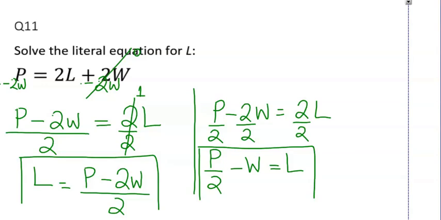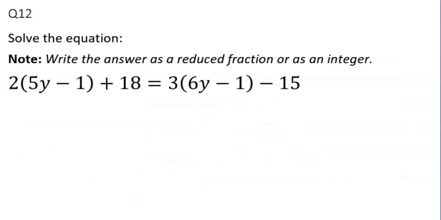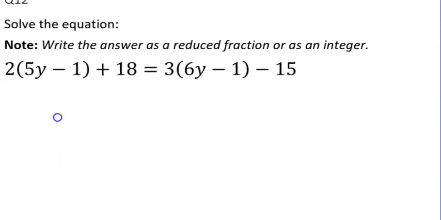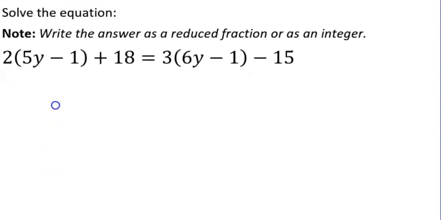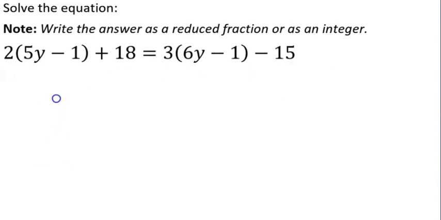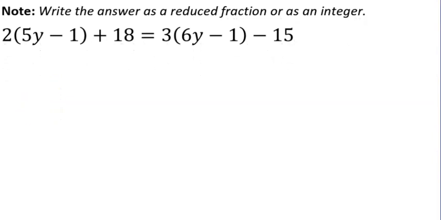Okay, now we're going to go to number 12. Now we finally got an equation. So we did the numerical and algebraic expressions, now we have an equation. No, the previous one was an equation, right? Okay, sorry. They tell me to solve this equation and write as a reduced fraction or an integer. So what do you do here first?